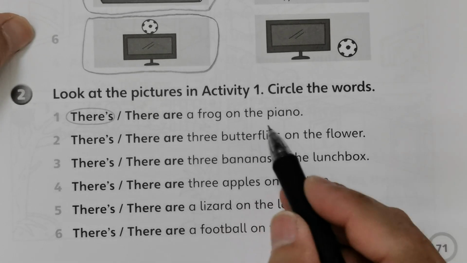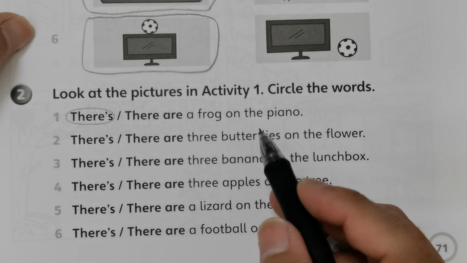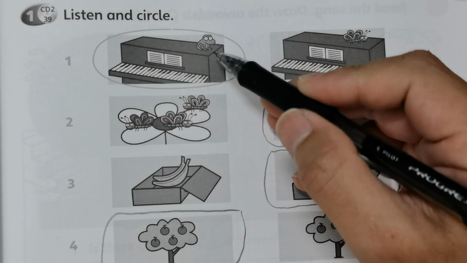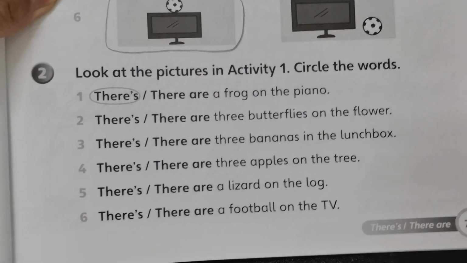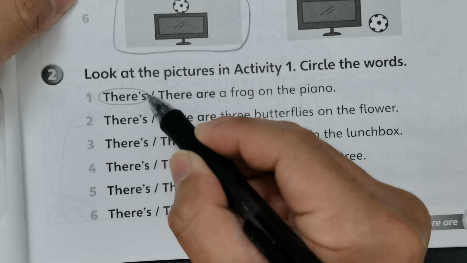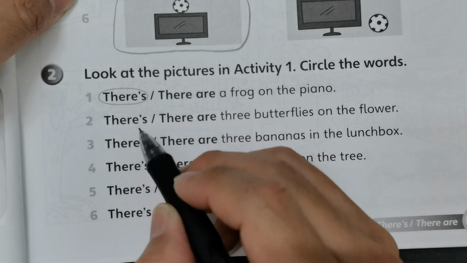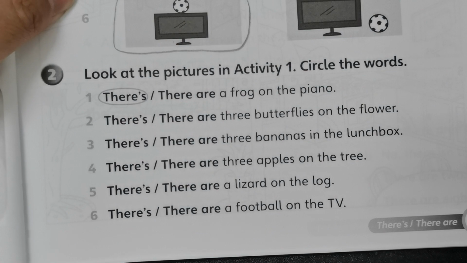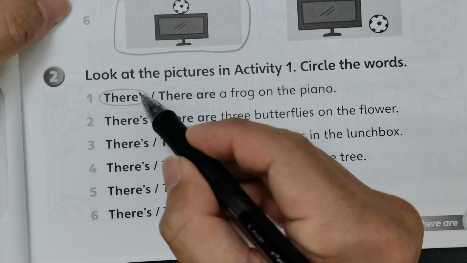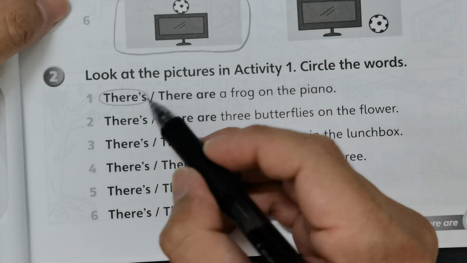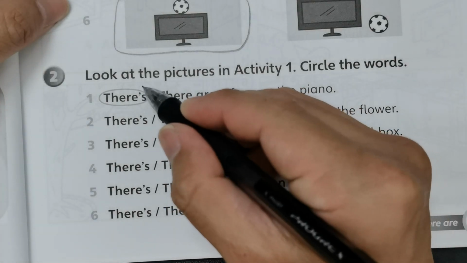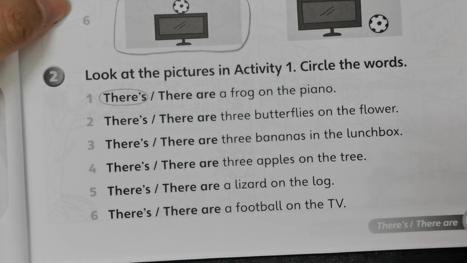There is a frog on the piano. If you notice carefully, this is a frog. This apostrophe S, if written in full, is IS. There is a frog. Whenever we have this, we will use apostrophe S after the word there. This is basically the auxiliary verb in grammar. And then we have number 2.